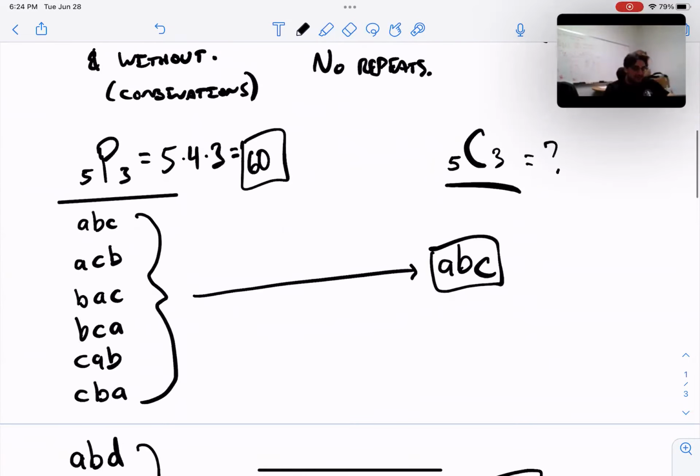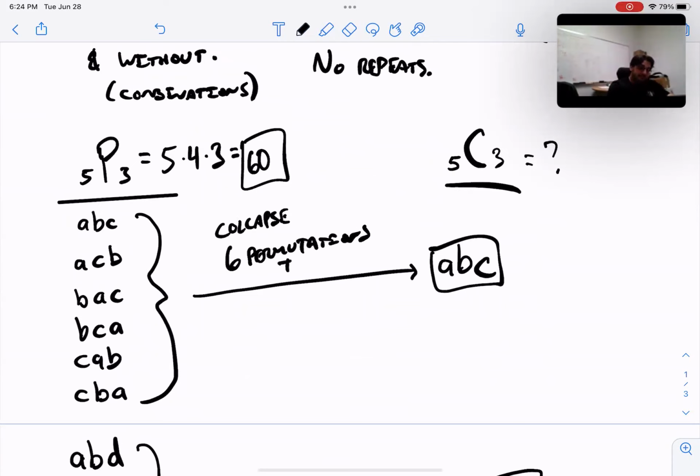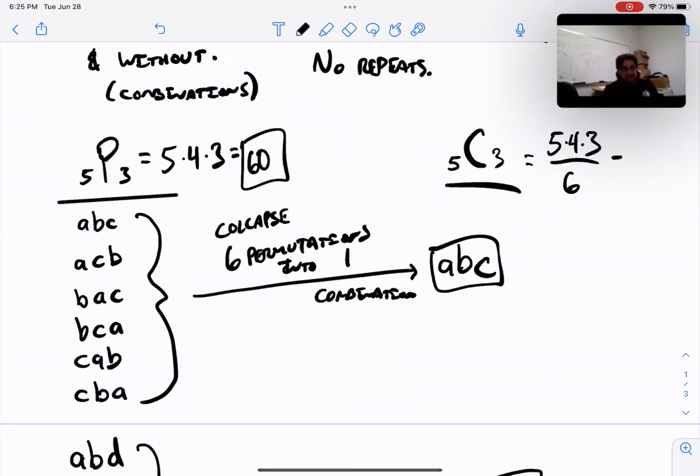So we're going to collapse 6 different permutations into one combination, uniformly across our whole list. So what do I get over here? It has to be the number of permutations divided by 6, or 60 divided by 6, which is 10. And that's going to be our number of combinations of 3 chosen from 5, just 10.